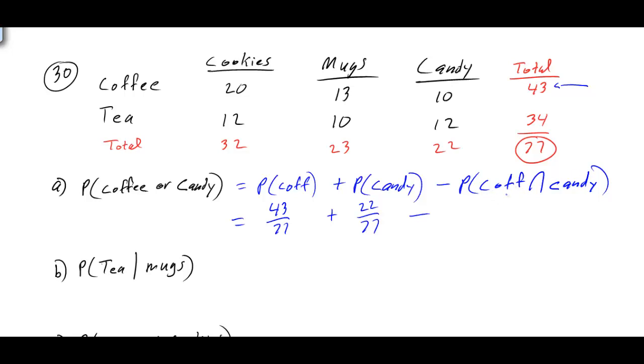And then what's the probability of coffee and candy? Is it possible that we have a gift basket that has coffee and candy at the same time? The answer is certainly yes. If we go across the coffee row, we see that there's a total of 10 that contain coffee and candy. So that would be 10 out of 77.